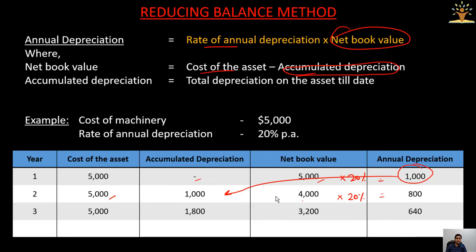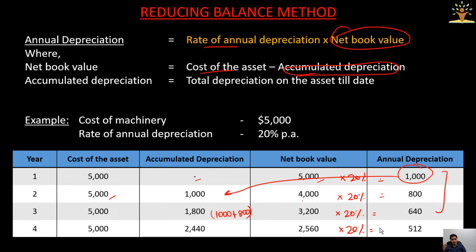Now, accumulated depreciation is depreciation provided in all previous years. First year 1,000, second year 800. Total becomes 1,800. 1,000 plus 800. If I take a difference, I get 3,200, multiply that by the rate, depreciation would be 640 for year 3. And finally, year 4, 5,000 cost, accumulated depreciation, total of year 1, 2, 3, I get 2,440. If I take the difference, net book value will be 2,560 multiplied by 20%, you get 512.